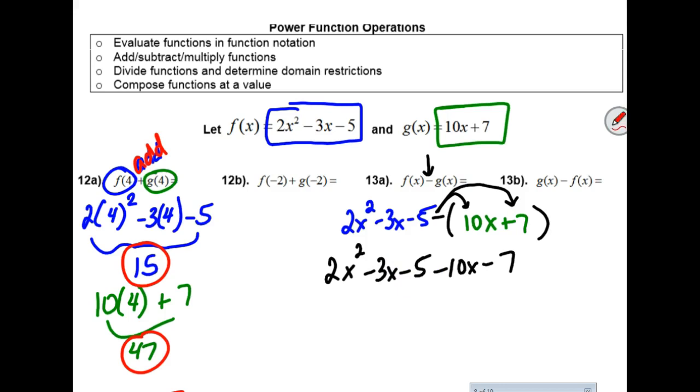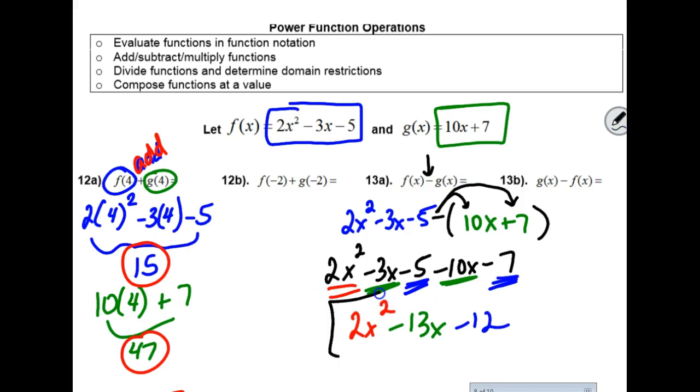All right, now collect your like terms, please. There's only one x squared term. And then we've got a couple of x's here. If you add those together, negative 3 plus negative 10 is negative 13x. And then our constants here at the end. Negative 5, negative 7 is negative 12.